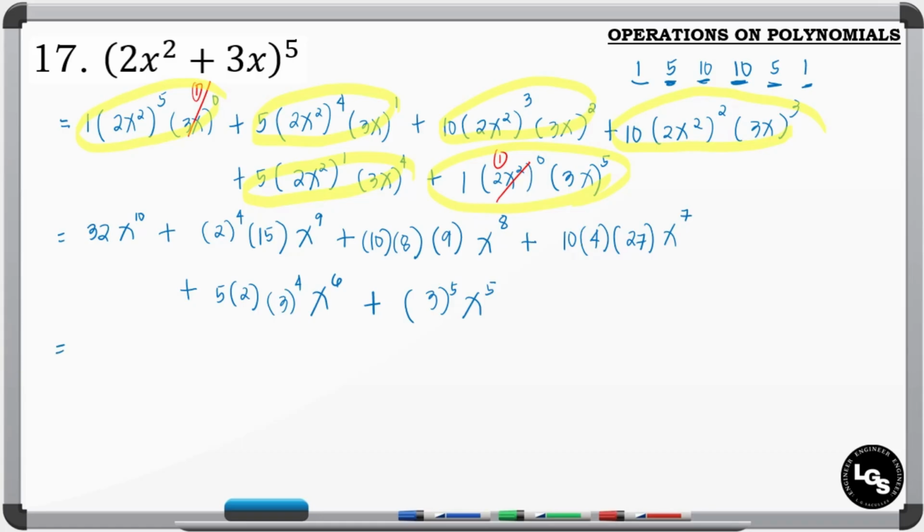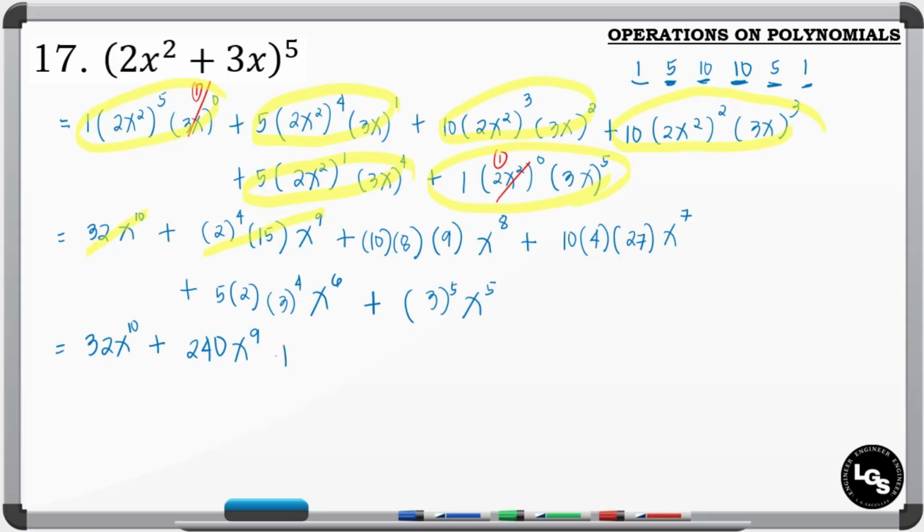So for the first term, we need to copy it as is. So 32x raised to 10. For this next, we have a positive, so plus. So 2 raised to 4, that is 16. 2 times 2, 4 times 2, 8 times 2, 16. So that is 16 times 15. That is equal to 240. Then we copy the variable x raised to 9. I'll just cross out the terms we're done with.